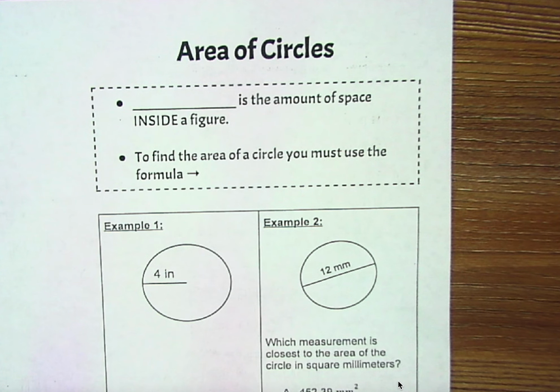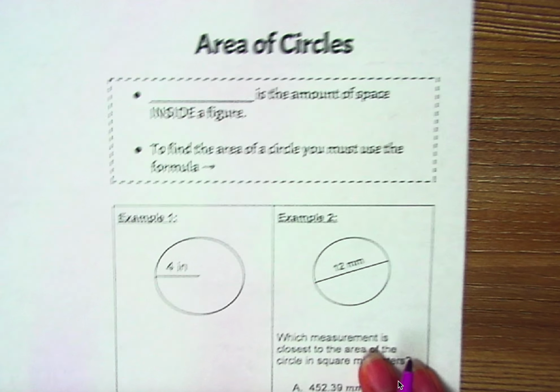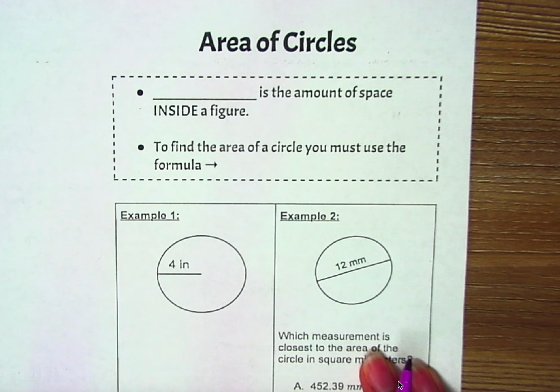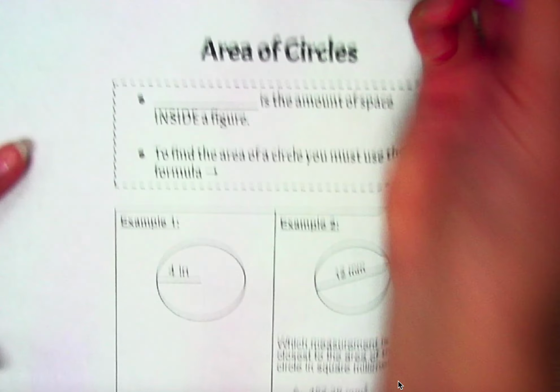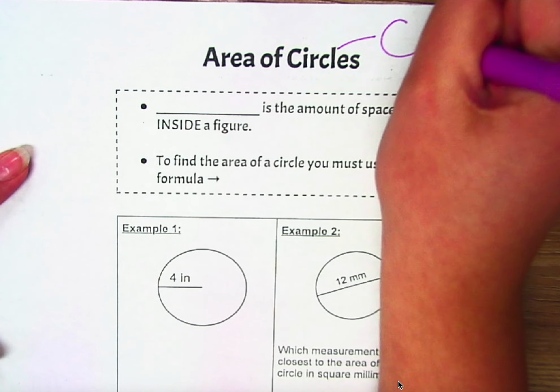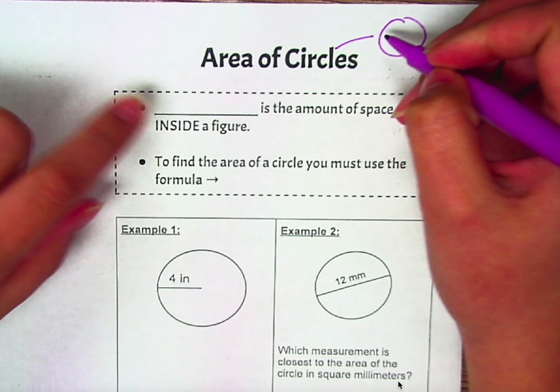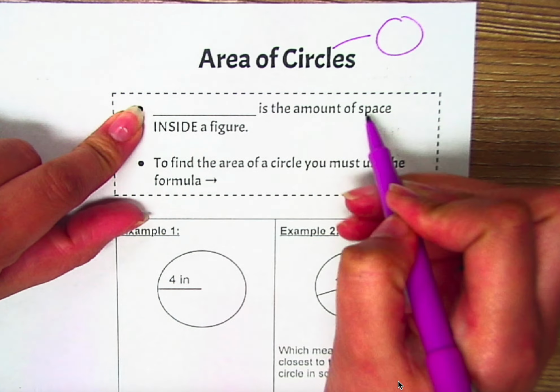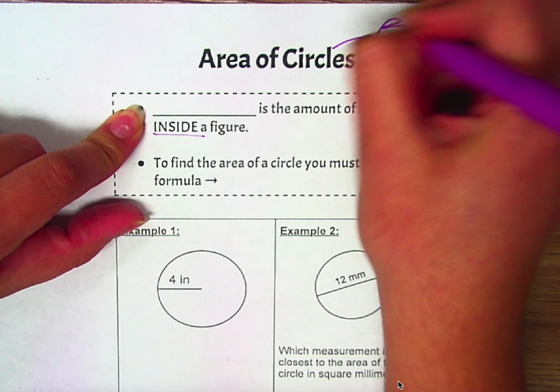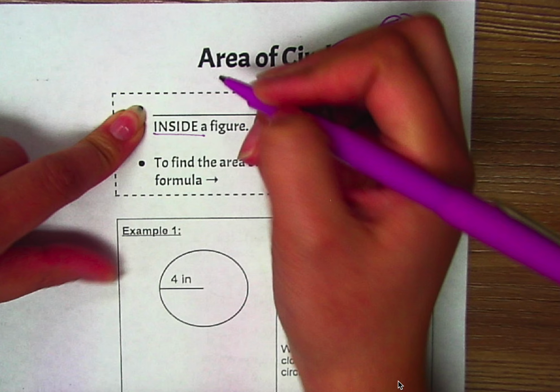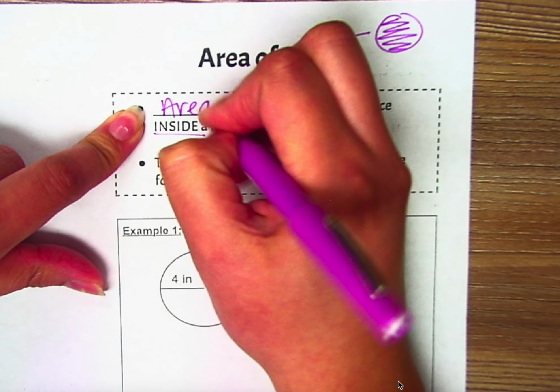So we're going to be learning about area of circles. Our shape is going to look like this. And the area is the amount of space inside. So we're going to be measuring all of this on the inside. So that first blank is area.